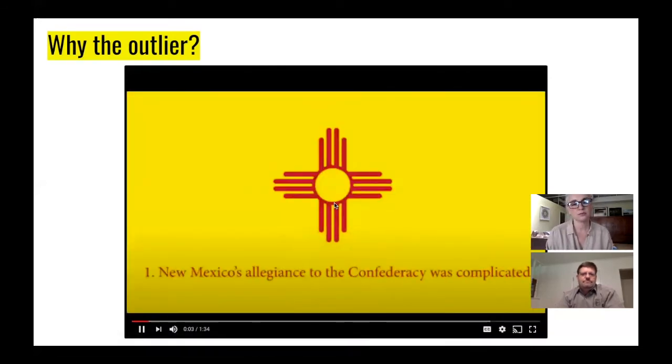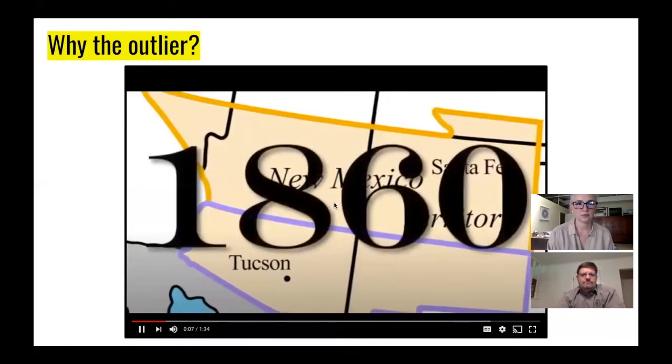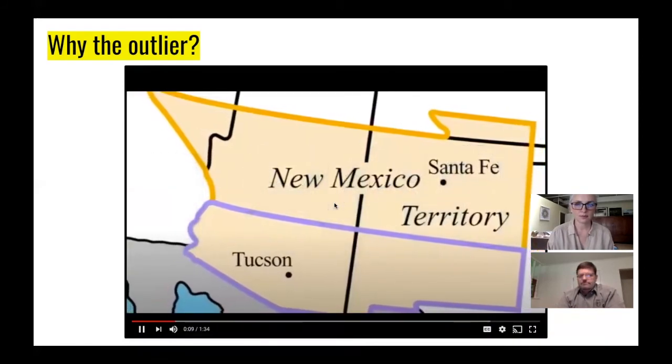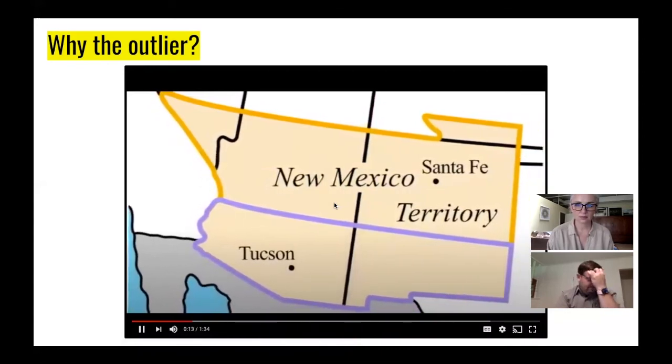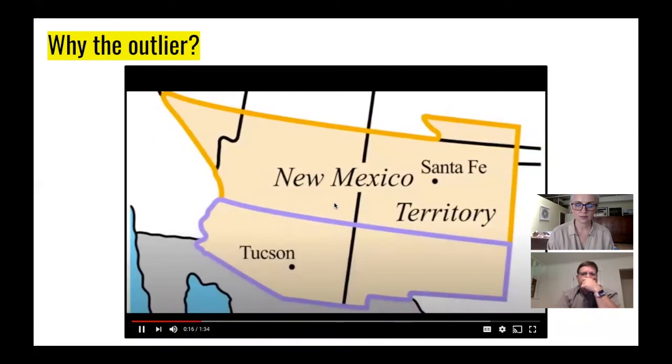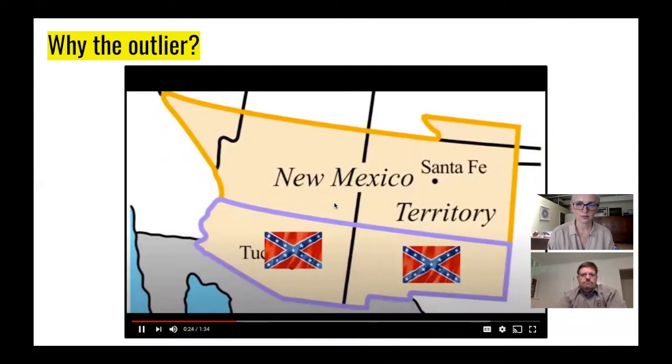First, New Mexico's allegiance to the Confederacy was complicated. In 1860, New Mexico was a territory, not a state. Therefore, when the war broke out, there was no federally recognized state legislature to declare one way or the other. Yes, many in southern New Mexico supported the Confederacy, and Texas did lay claim to the southern half of the territory, including Arizona. However, a rival pro-union government made a simultaneous claim to the region.